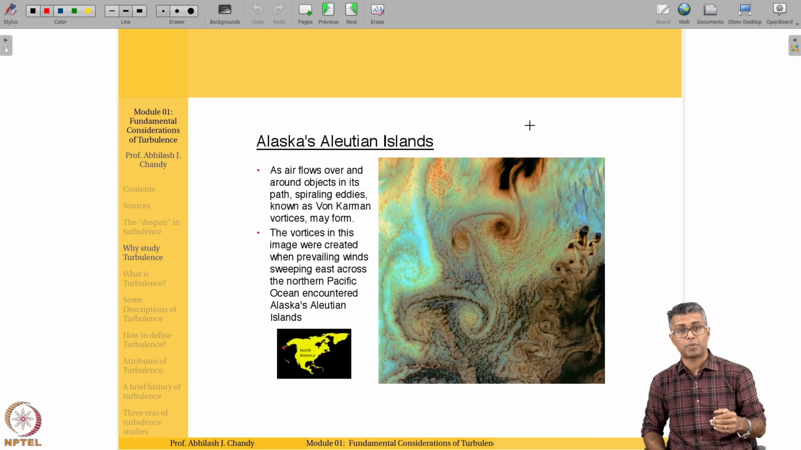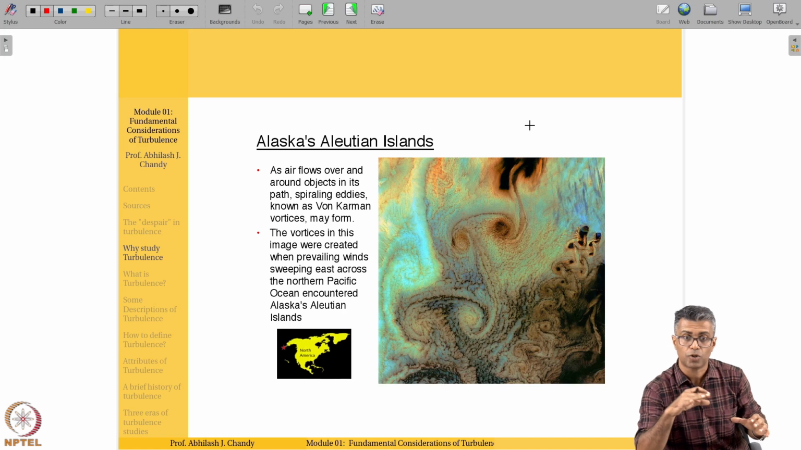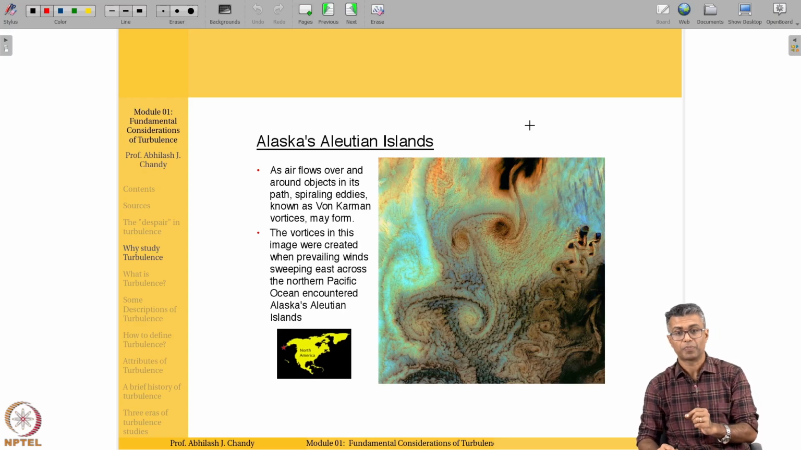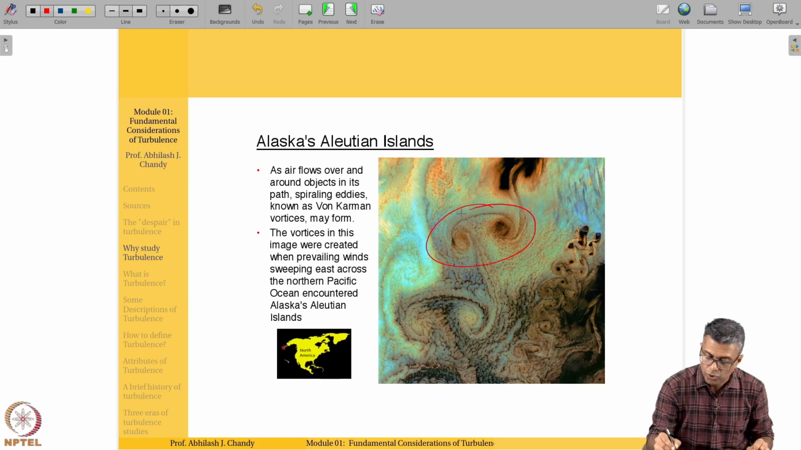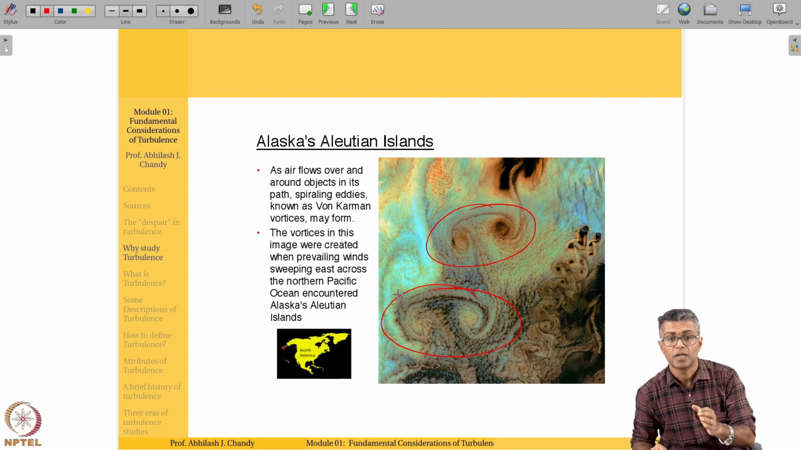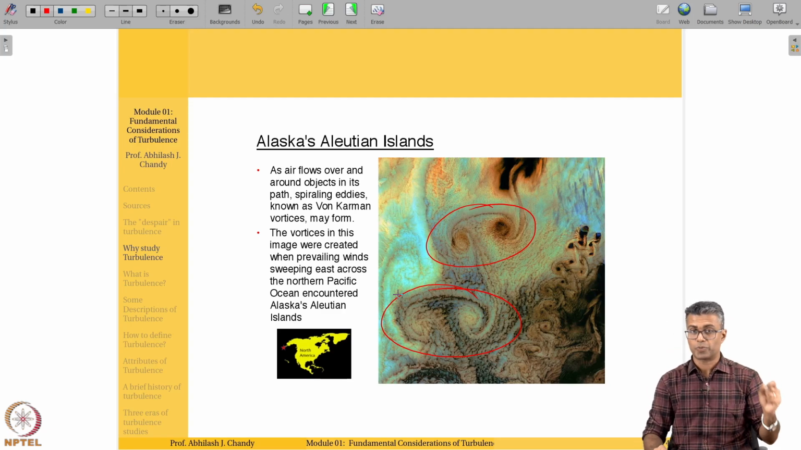Moving on, another example that you see in nature, the Alaska's Aleutian Islands. So here we are talking about the flow of air. As air flows around objects in its path, spiraling eddies known as the von Karman vortices may form. These are the von Karman vortices. The vortices in this image were created when prevailing winds sweeping east across the northern Pacific Ocean encountered the Alaskan Aleutian Islands. So the islands are an obstruction around which these vortices are created.